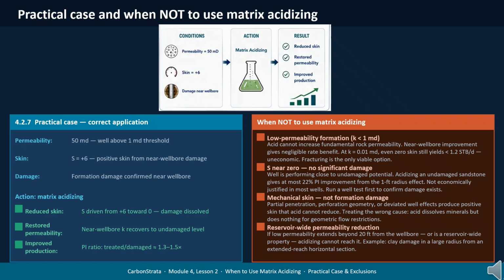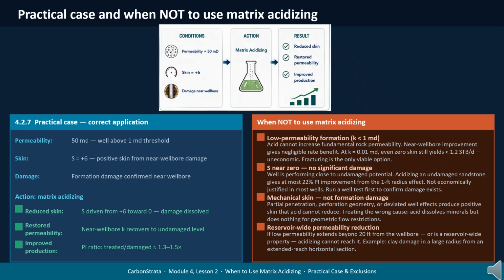Move to the action box. Matrix acidizing. Not selected. Derived from the conditions. Now move to the result. Skin is reduced. Permeability near the well is restored. Production increases. These are consistent outcomes from the previous slide.